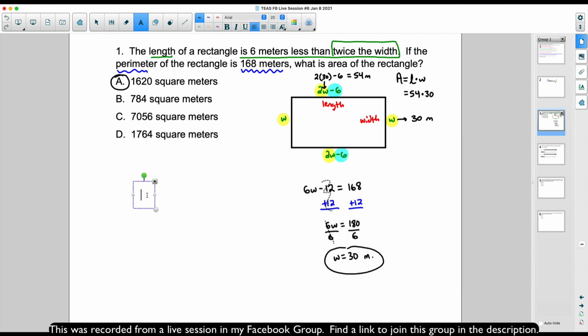That's a good point. So the 6W minus 12 equals 168. I typed in 6x, but 6W minus 12 is 168. This is, if you want to call it, the formula for the perimeter. It's a good point to make.